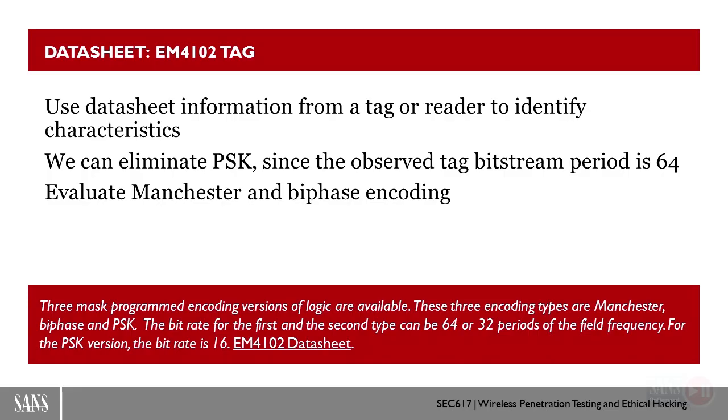Okay. So looking at the data sheet, it says that there are 3 encoding versions available. They are Manchester, biphase, and PSK. The bitrate for the first and the second, so Manchester and biphase, can be 64 or 32. Oh, we've seen 64 before. And the field frequency for PSK, the bitrate is 16. Oh, it wasn't 16, it was 64, wasn't it? So now we should consider doing decoding for both Manchester and biphase based on that analysis. We measured at 64. Manchester and biphase can be 64.